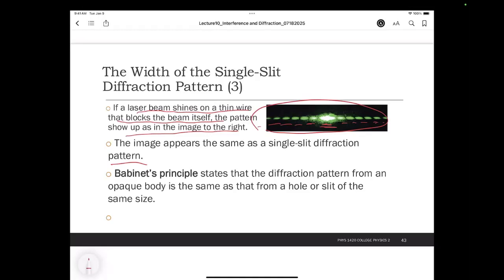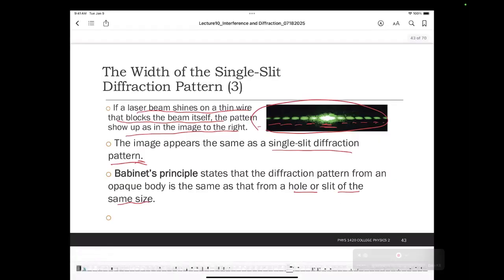So in some situations, a single slit diffraction pattern will happen in other situations too. Babinet's principle states that the diffraction pattern from an opaque body is the same as that from a hole of the same size. Interesting, am I right? So this is what you just need to know.